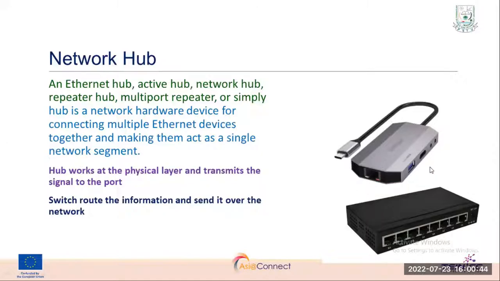Network hub, Ethernet hub, active hub, repeater hub, multi-port repeater, or simply hub is network hardware that goes by different names, but all of them are the same: a network hardware device for connecting multiple Ethernet devices together, making them act as a single network segment. A hub works at the physical layer and transmits the signal to the ports. A switch routes the information and sends it over the networks.